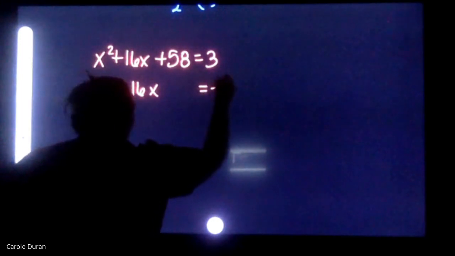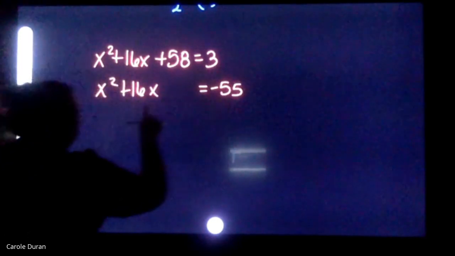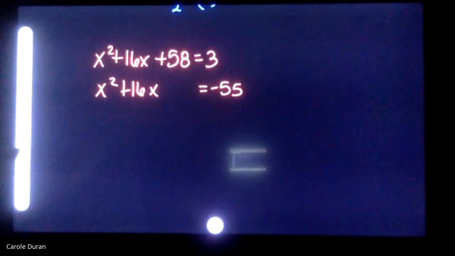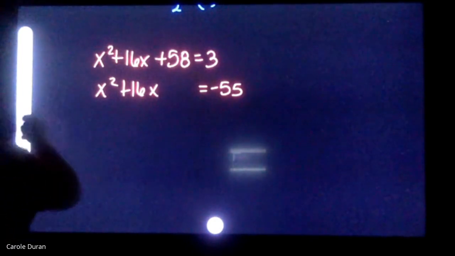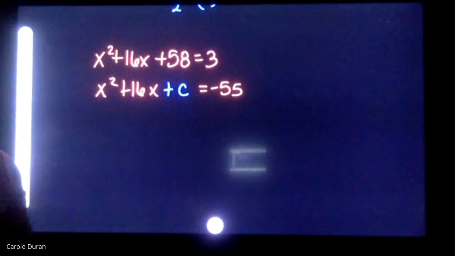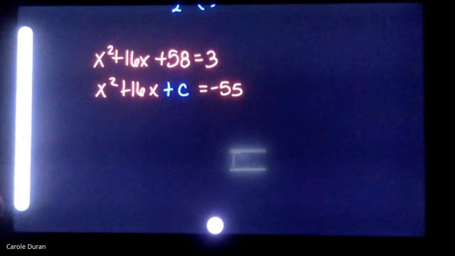When I subtract the 8, I get a negative 55. I'm going to leave a big open spot between my 16x and the equal sign, because this is where I'm going to actually complete the square. In order to complete the square, I'm going to be solving for that beautiful C value, just like we found in the previous problem.